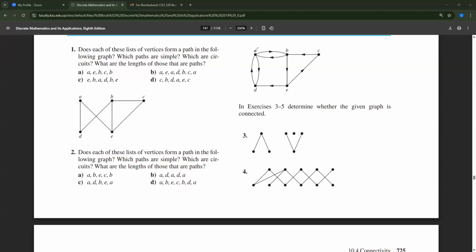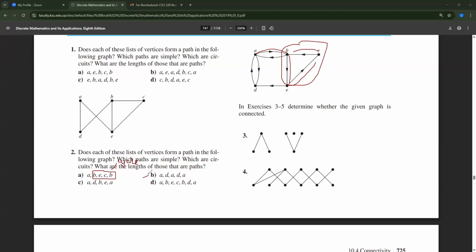Well, let's look at A. So A B E C B. This portion, the B E C B, this is a cycle. The entire thing isn't a cycle because remember, a cycle has to start and end at the same point. A D.